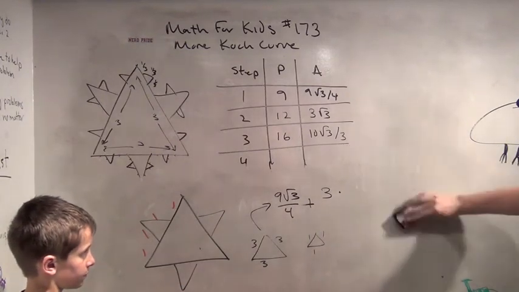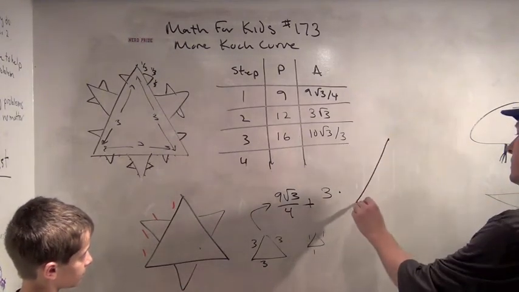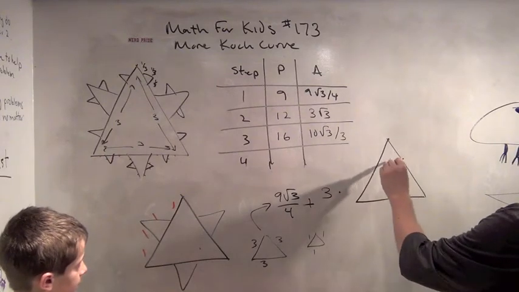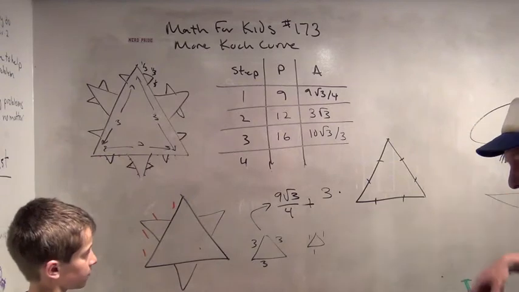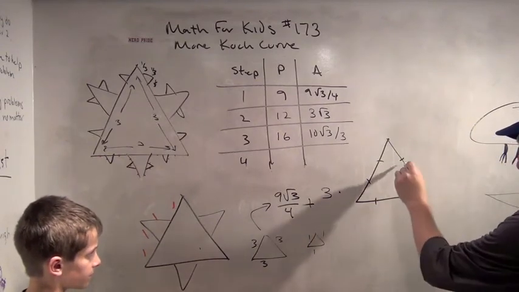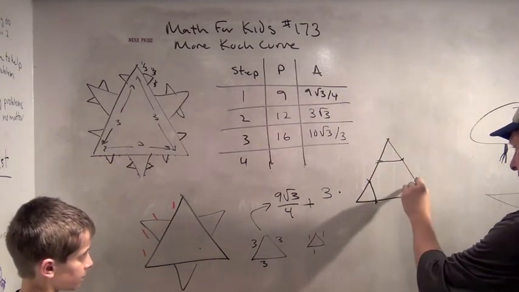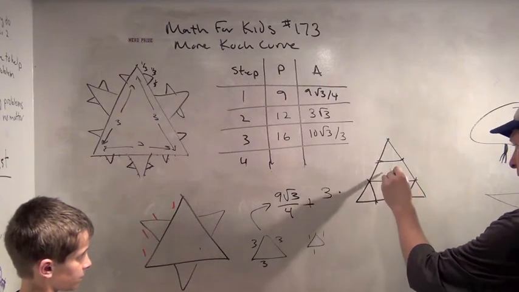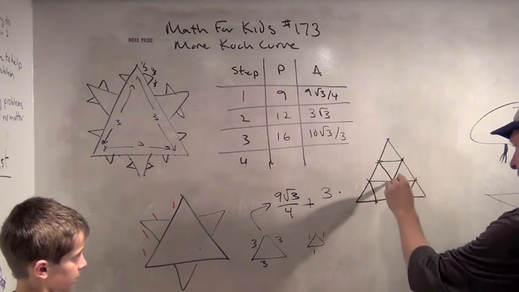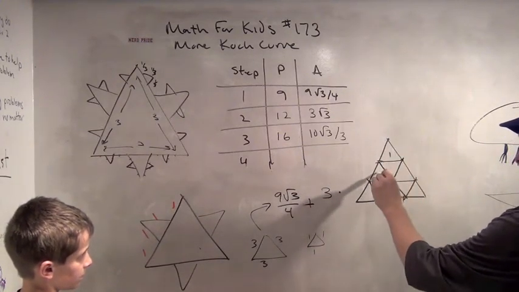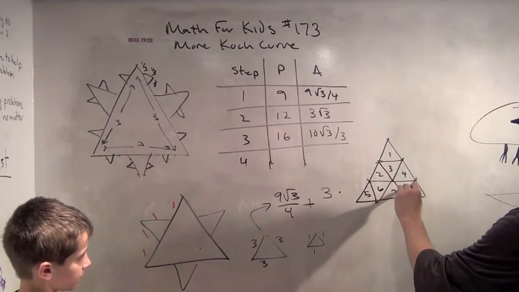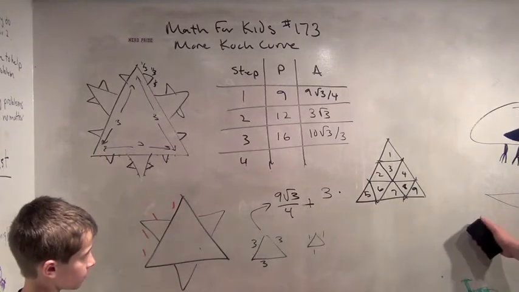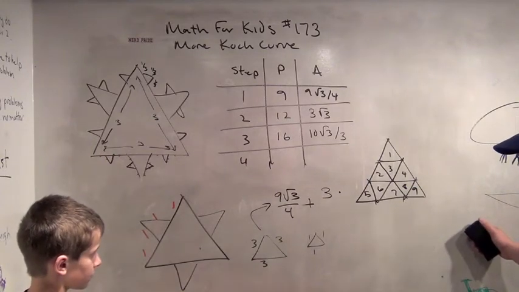Let's see if we can see it with the triangle. Okay, so I cut everything into thirds, right? I'm going to draw one, 2, 3, 4, 5, 6, 7, 8, 9. Okay, so it helps us.